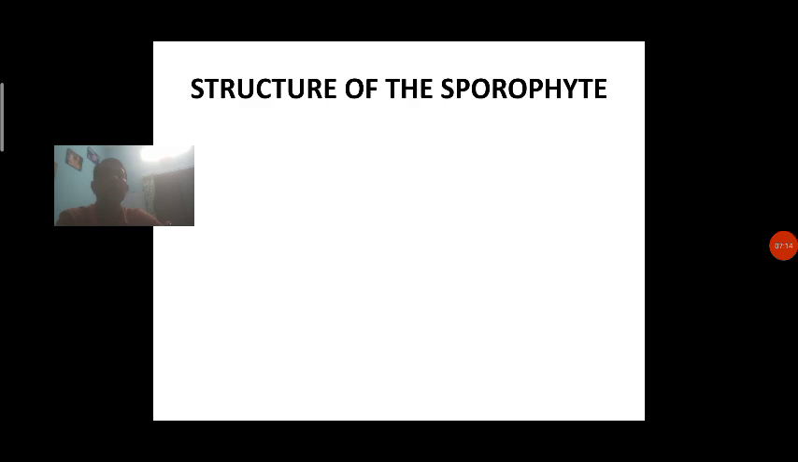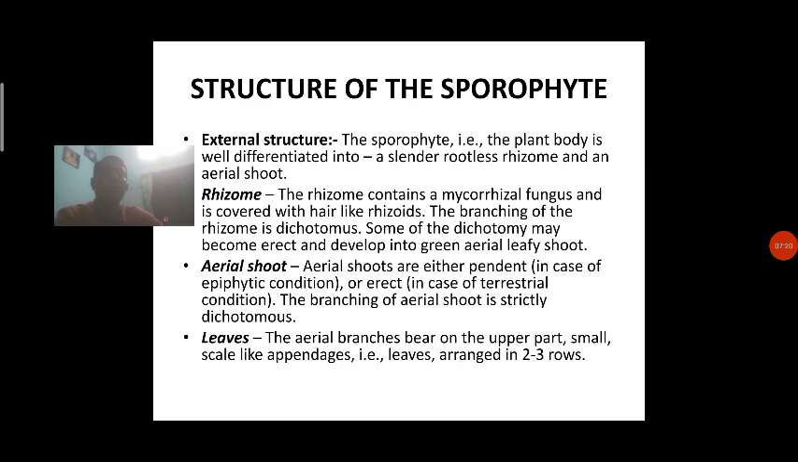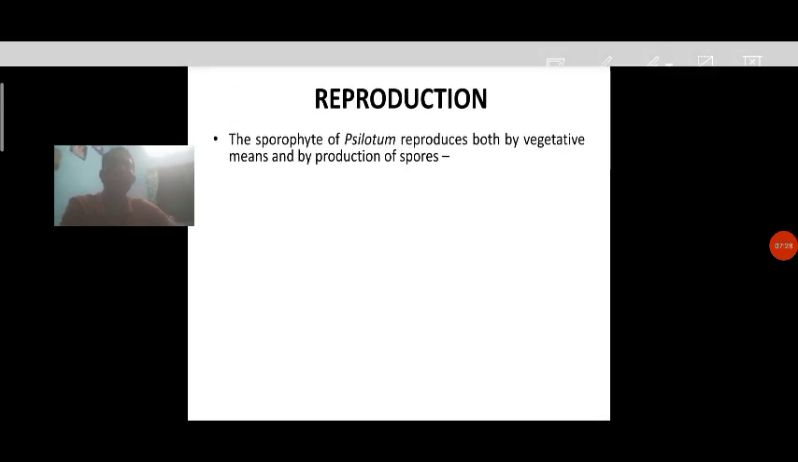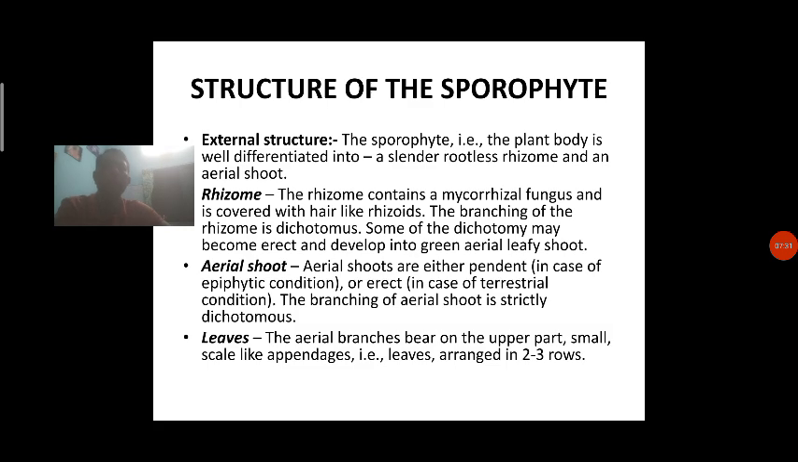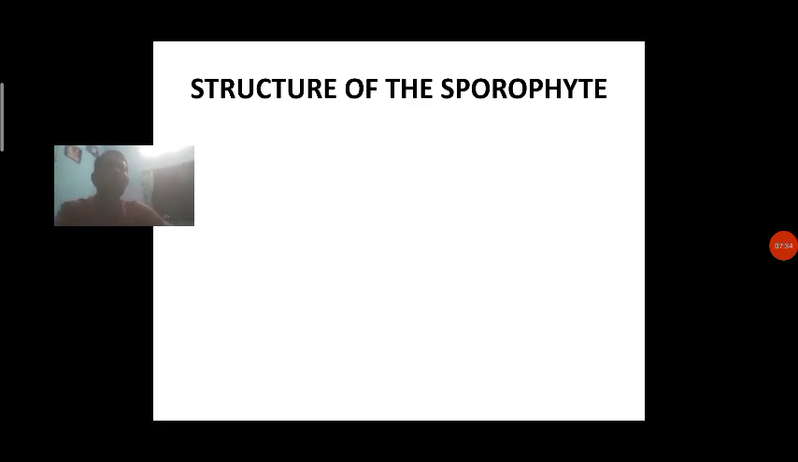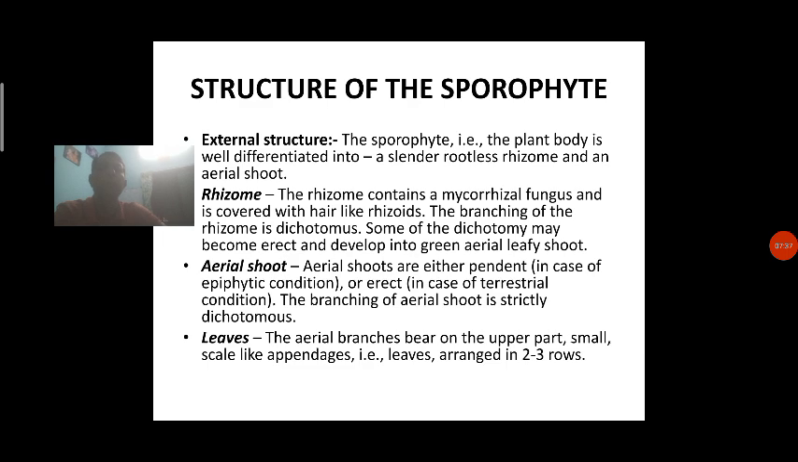Now moving to the structure of the sporophyte, how the sporophyte of Psilotum is seen. When we talk about the structure of the sporophyte, first the external structure. The sporophyte, that is the plant body, is well differentiated into a slender rootless rhizome and an aerial shoot. So the rhizome and the aerial shoot are the two most important parts of Psilotum.